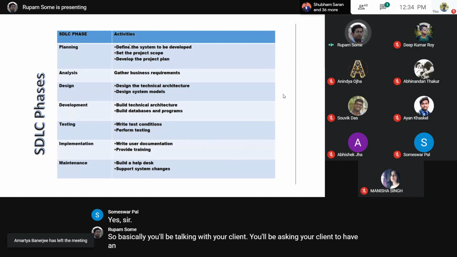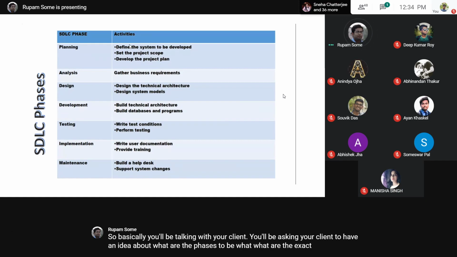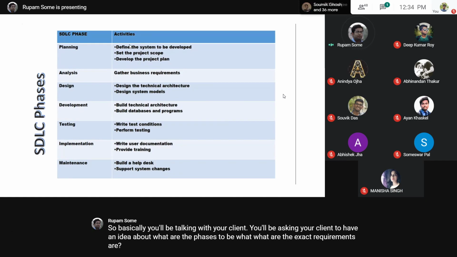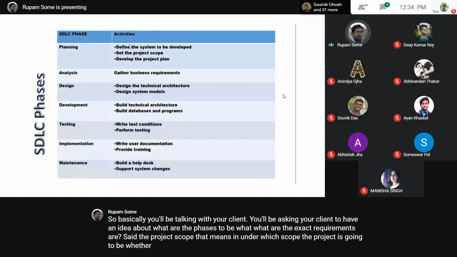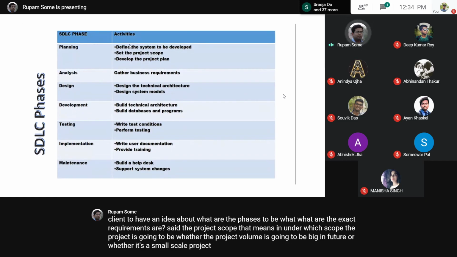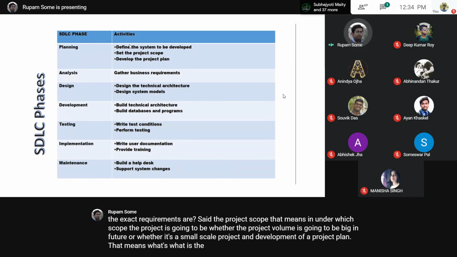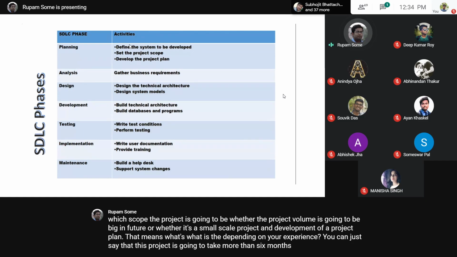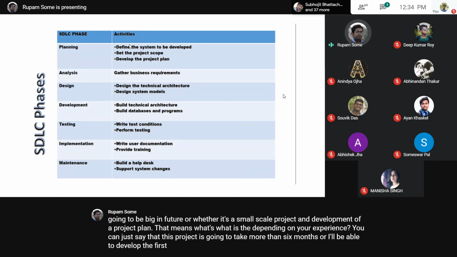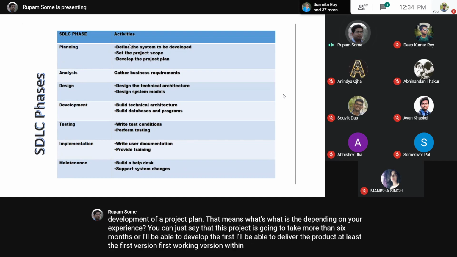So basically you'll be talking with your client, asking your client to get an idea about what the exact requirements are, and setting the project scope. That means under which scope the project is going to be, whether the project volume is going to be big in future or whether it's a small scale project, and development of a project plan. Depending on your experience, you can say that this project is going to take more than 6 months, or that you'll be able to deliver at least the first working version within a year. So you'll be making a plan.